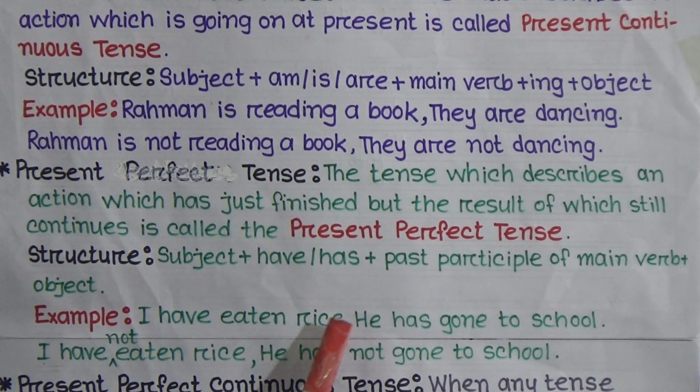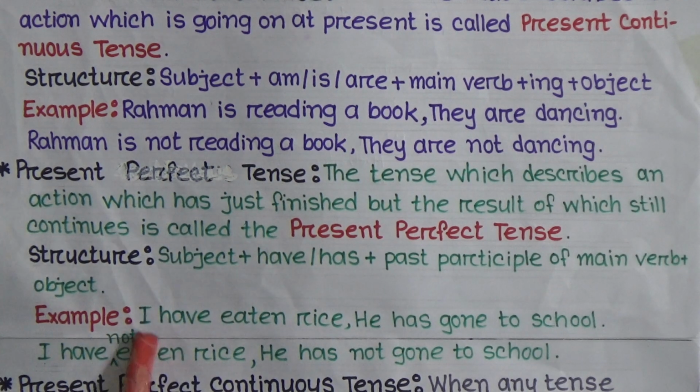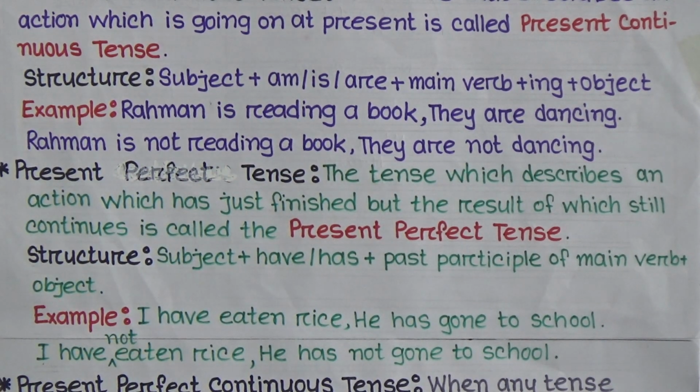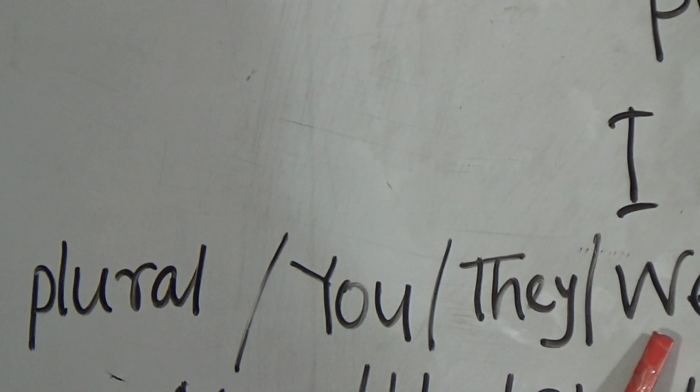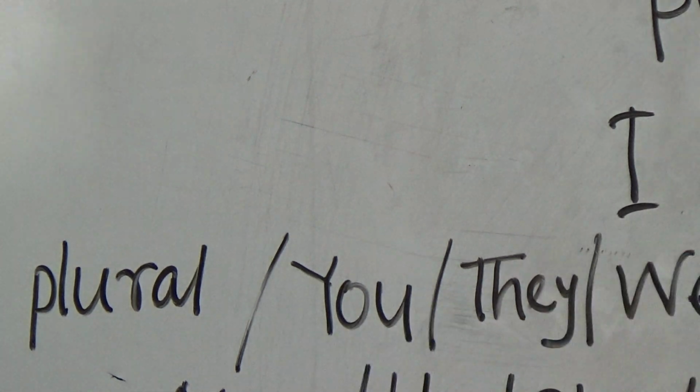So look at this example. I have eaten rice. He has gone to school. Students, look here. We have to choose have with I. With a plural subject, with you, we, they, you have to write have.